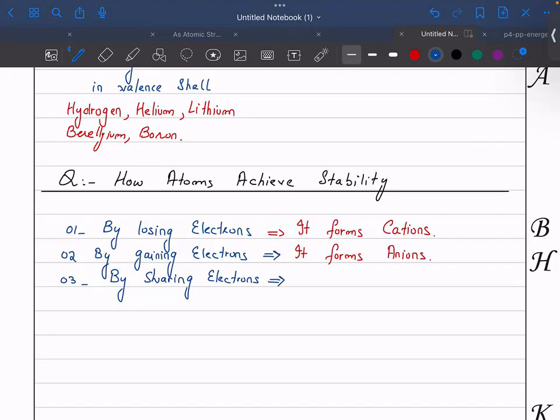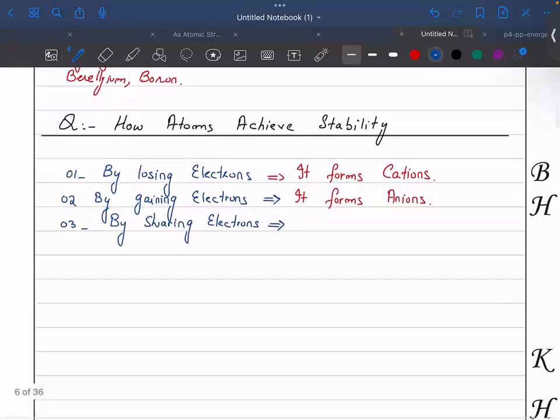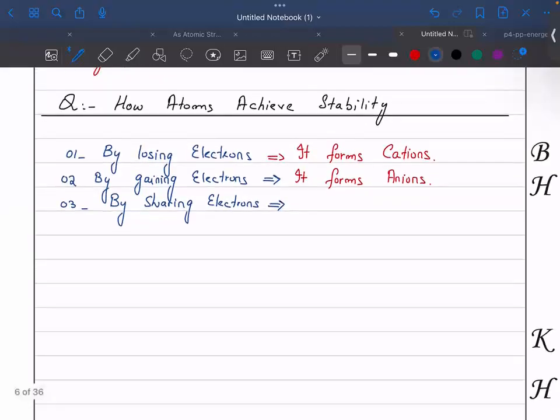ठीक है, तो ये एक एक करके पढ़ेंगे सारा. ठीक है, और जब ये इलेक्ट्रॉन लूज या गेन या शेयरिंग करते हैं ना, तो होता है क्या है कि they have to form a chemical bond with each other. So how do atoms achieve stability? By doing all these three things. And during achieving stability, they have to form chemical bonds with each other. Hence the name of the chapter, chemical bonding.